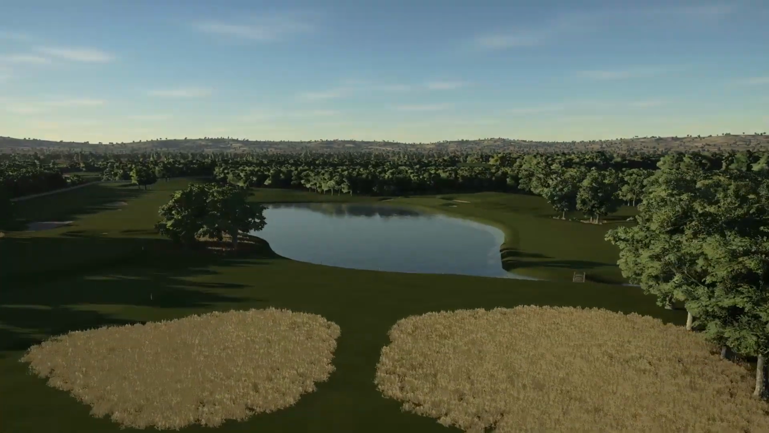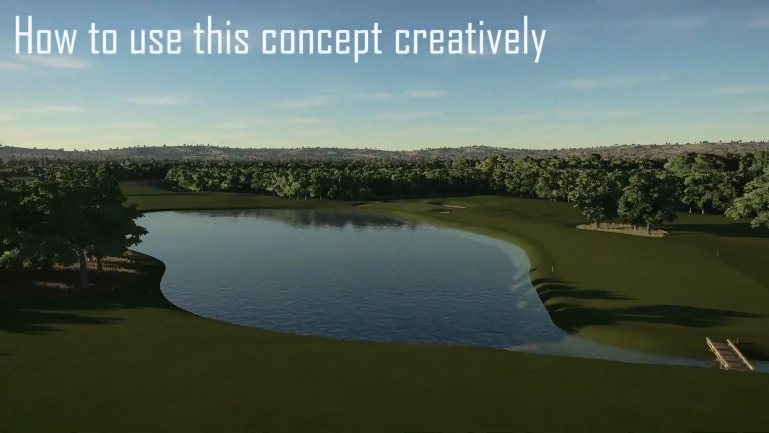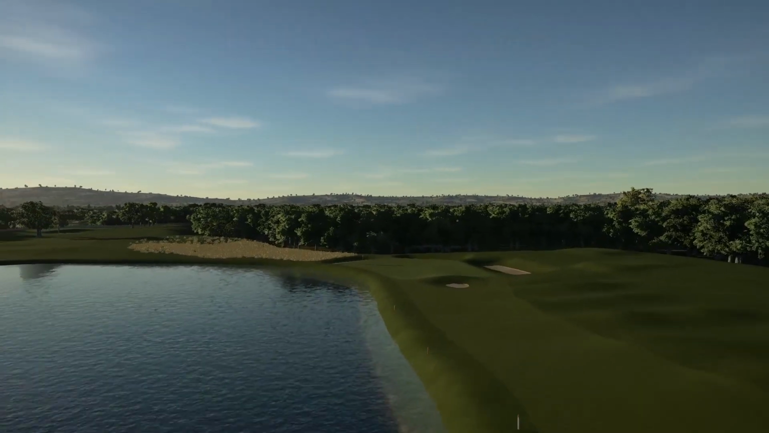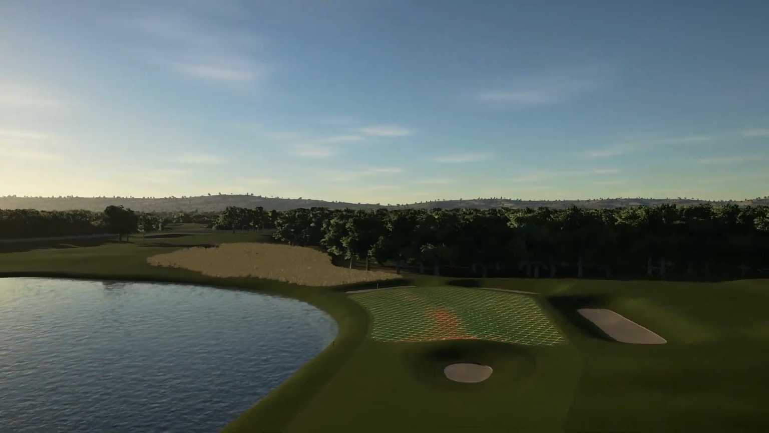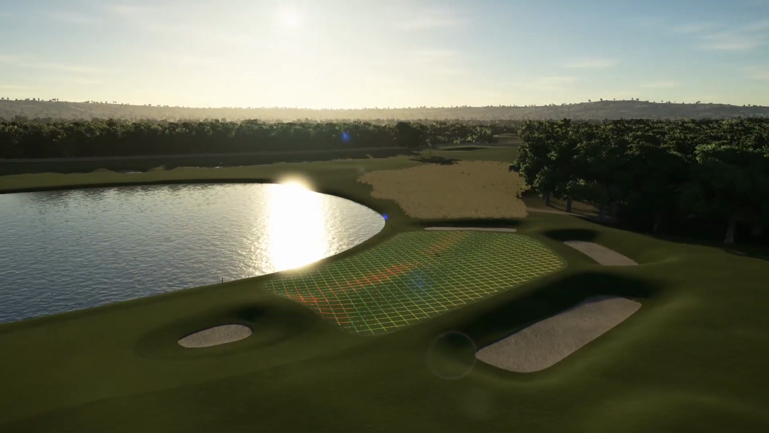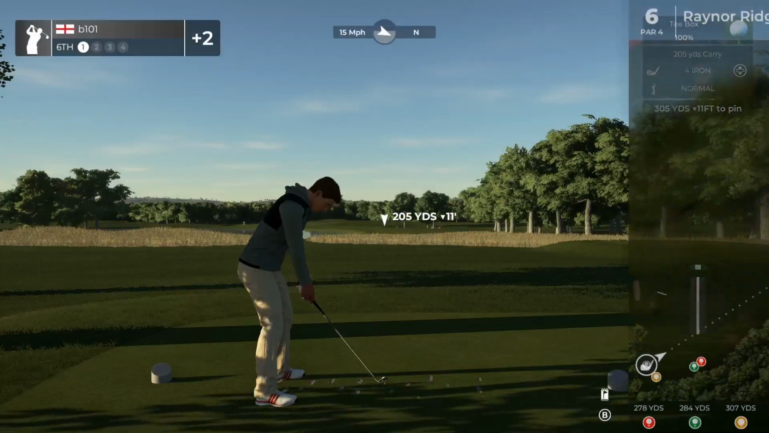I think this hole at Raynor Ridge is probably one of my all-time favourite cape holes, and it's because it's just a very different type of hole. So this one's drivable, which immediately adds that extra bit of risk reward, and you can see how the green's contoured to kind of tempt you to go for it.